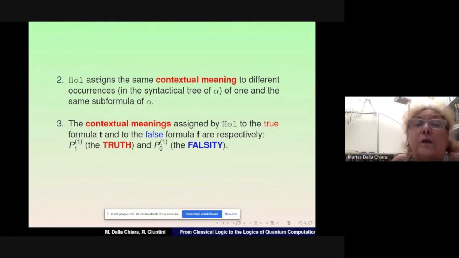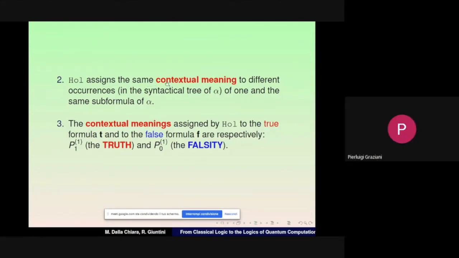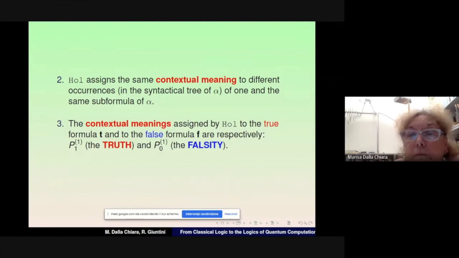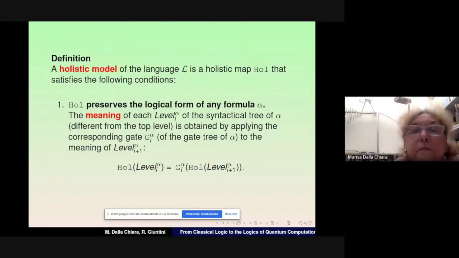The second condition is also very natural. It is the following. Whole... Sorry, Marisa. A question for you. Clarissa Lee has a question for you. Clarissa, please.